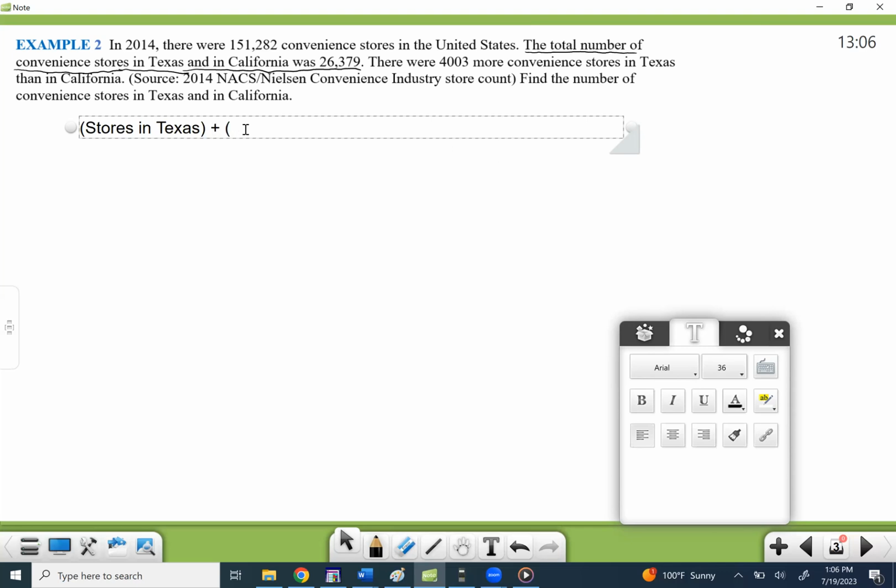Plus the stores in California equals 26,379. Whoa, that was weird looking. Okay. That's the only thing that really stands out to me that I could write an equation off of, because the total number of convenience stores in Texas and in California was this. Then the Texas ones plus the California ones has to equal that. I don't think this one was that hard for you guys to pick up.